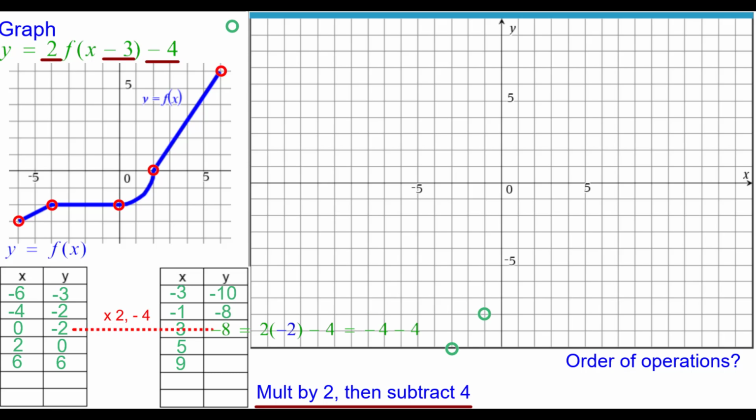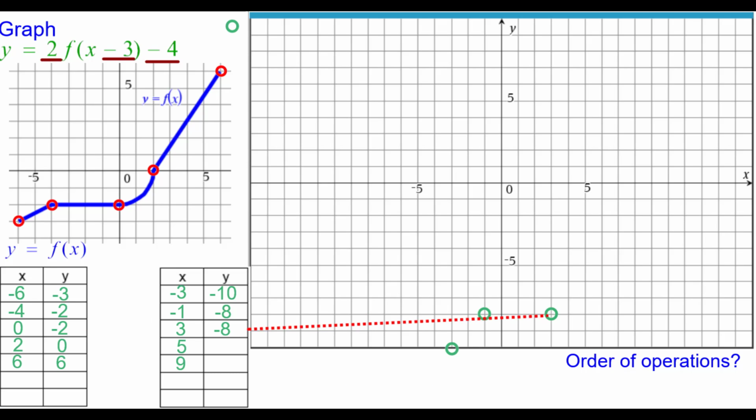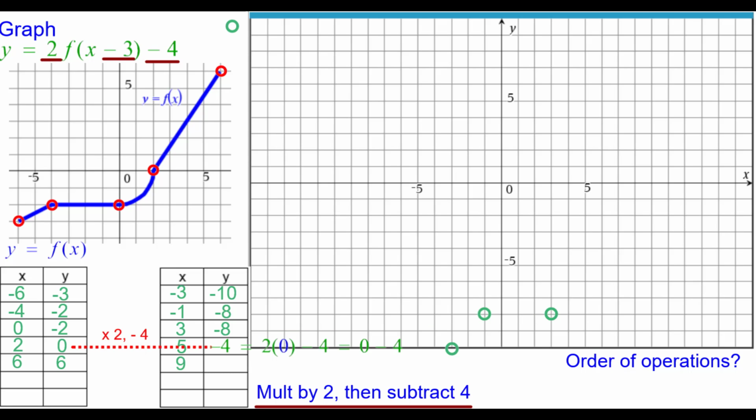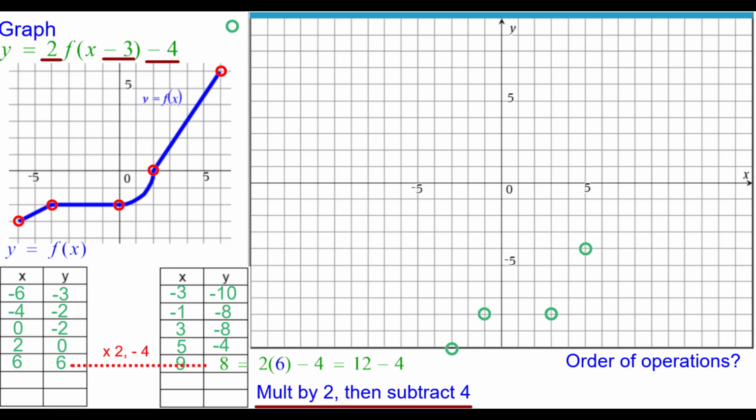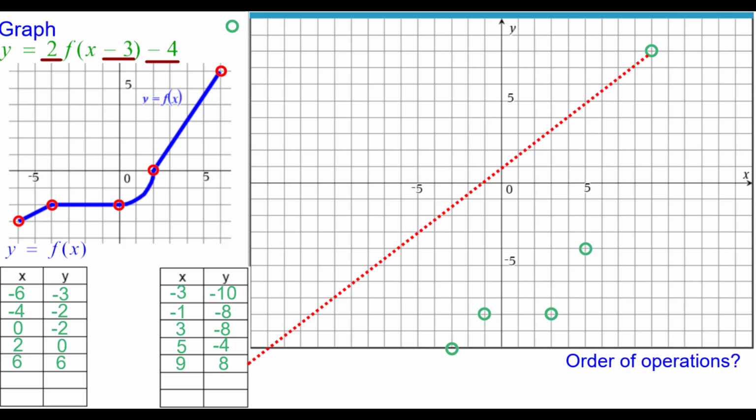Same y value again, but in this case it's 3, -8. Double 0, you get 0, minus 4 is -4, so 5, -4. And 2 times 6 is 12, minus 4 is 8. 9, 8 is our last point.